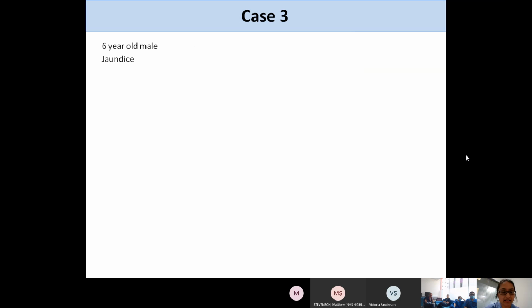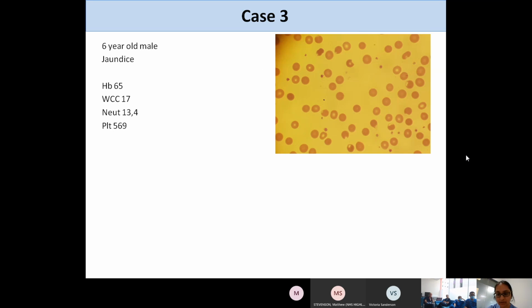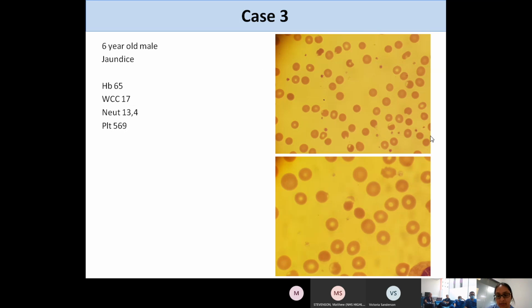Case 3, this is a 6-year-old boy whose presenting clinical detail was jaundice. He was anemic, with a hemoglobin of 67, a white cell count of 17, neutrophils of 13.4, and platelets of 563. And this was his blood film. We've got some normal looking cells here, but can I convince you that this cell here looks like it's had a bite taken out of it? It looks a bit like a Pac-Man, like something has taken a bite out of that cell.